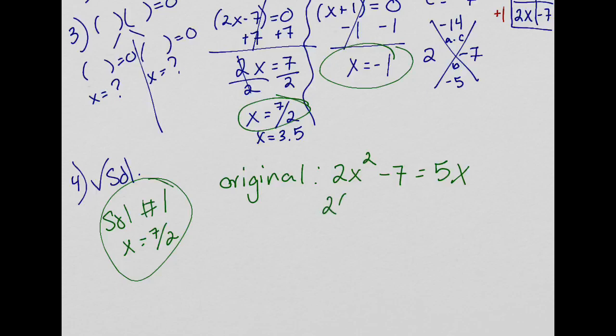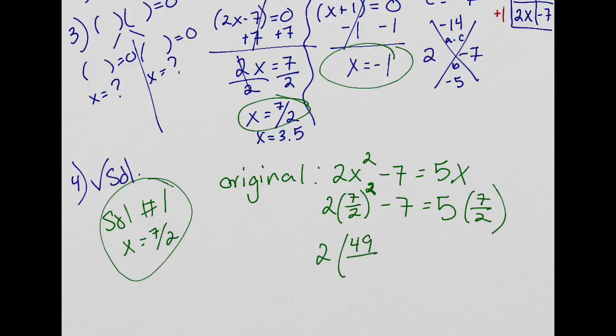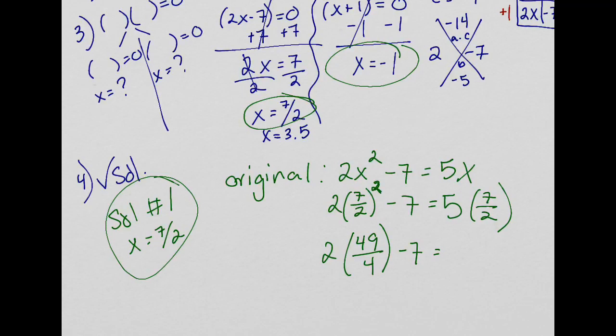So I'm going to plug in my solution of 7 halves everywhere there's an x, so this time it's on both sides. And then I want to simplify both sides to make sure they are equal. When I square a fraction, I square both the top and the bottom. So 7 squared is 49, and 2 squared is 4. I'm just going to talk about the left side and keep going with it for now. When you multiply fractions, I just multiply the numerators together and the denominators together. So 2 times 49 is 98, and 1 times 4 is 4.